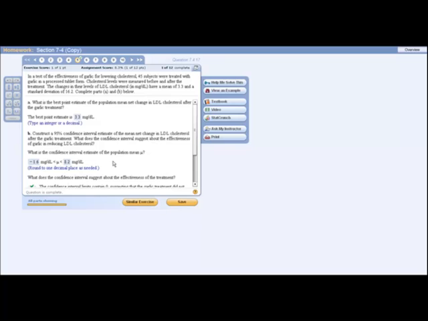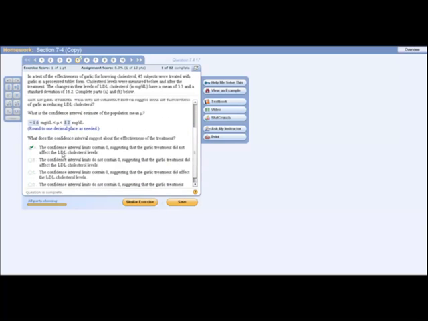So what we're saying then is that the population mean is between minus 1.6 and 8.2 with 95% confidence. But the interesting thing about that interval is that it contains 0. So since it contains 0, it is possible that the mean change is 0, which would tell us then that garlic is not effective. So we'll select A, the confidence interval limits contain 0, suggesting that the garlic treatment did not affect the LDL cholesterol levels.